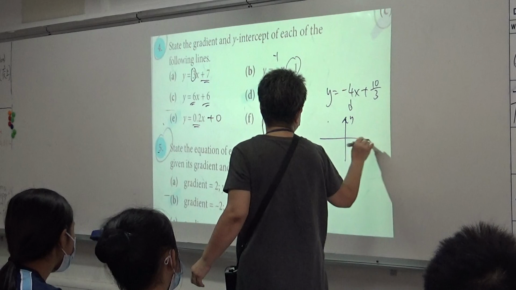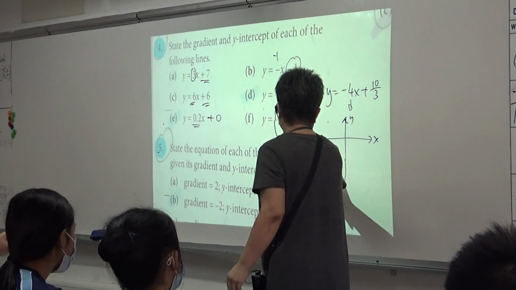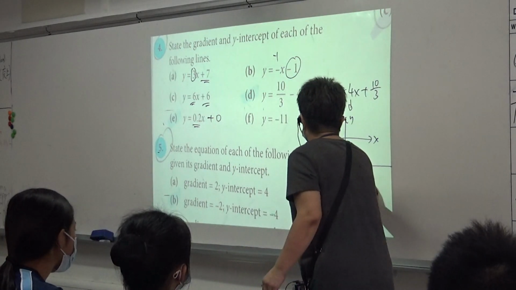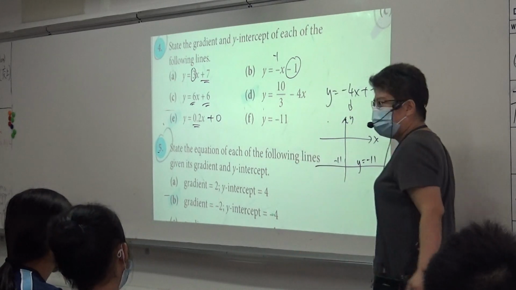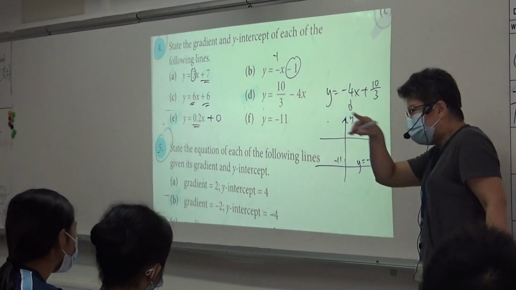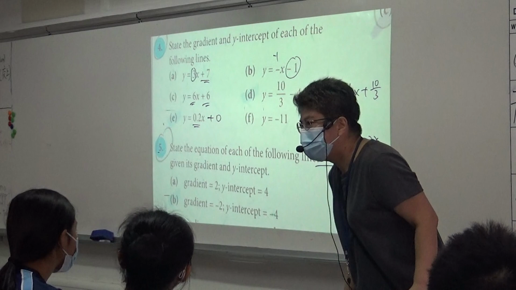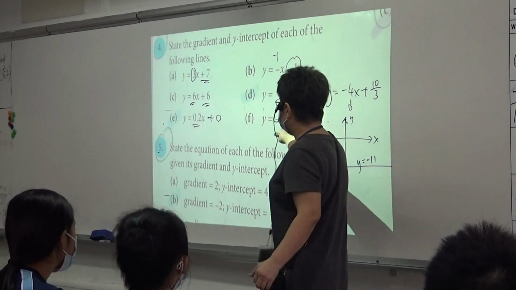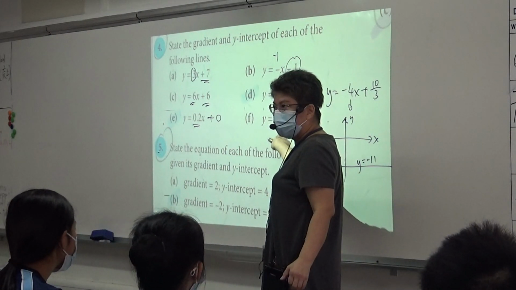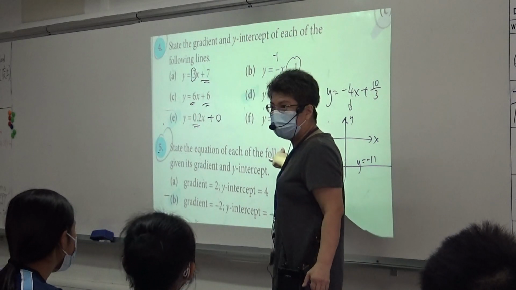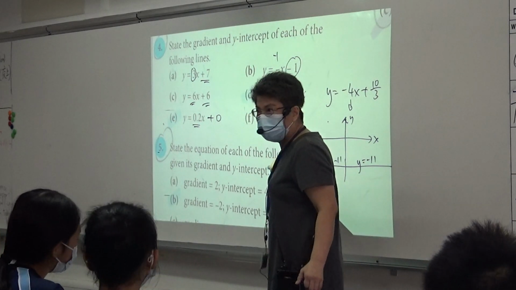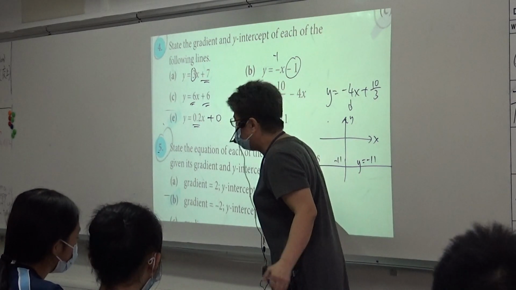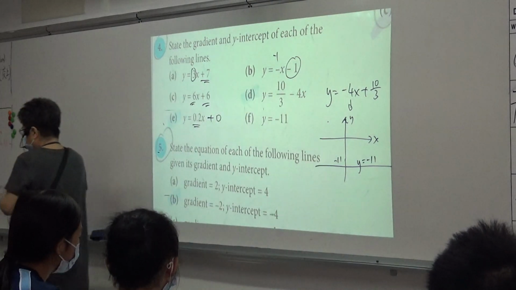Can you tell me what does y = -11 look like? It will be a straight line like that, right? If it's a straight line like this, what's the gradient? 0. Now, can you see that this one, actually there's no x term? That means it's 0x. That's why the gradient is 0. Is everyone clear here? Yes or no? Okay, good. Next, we move on to number 5.